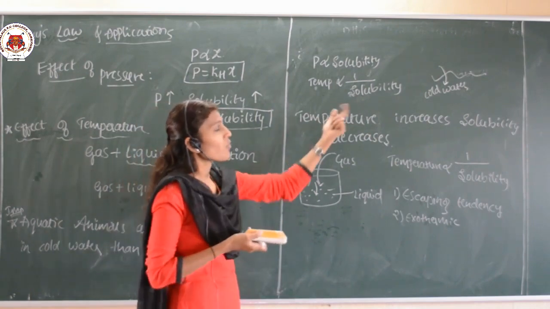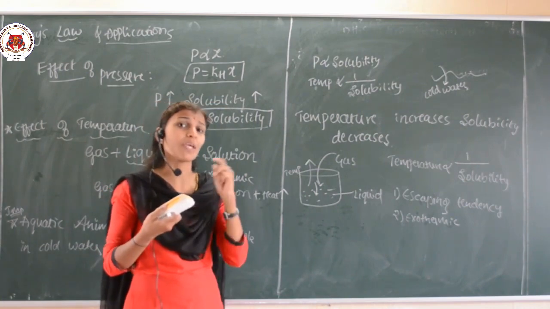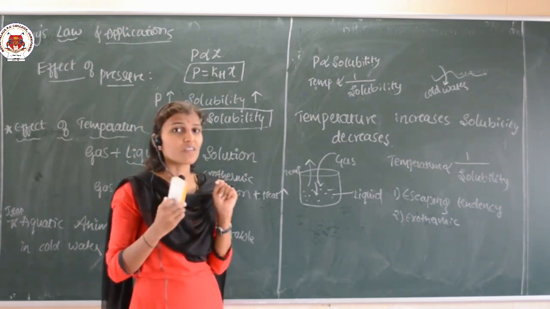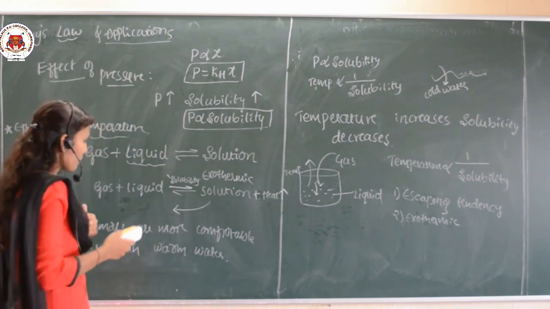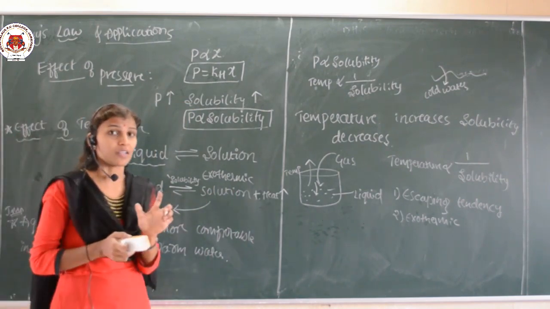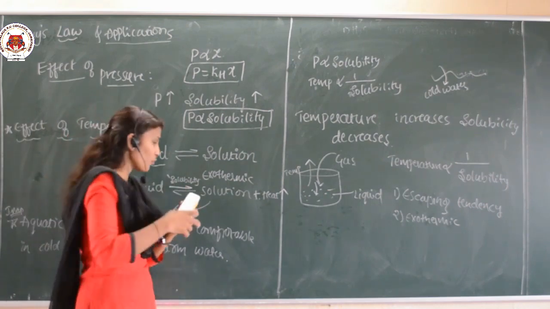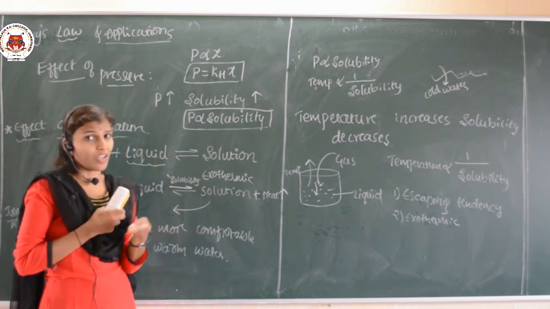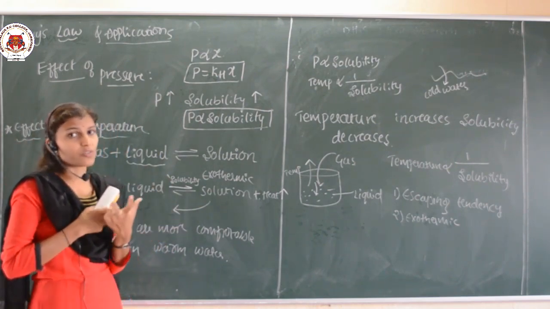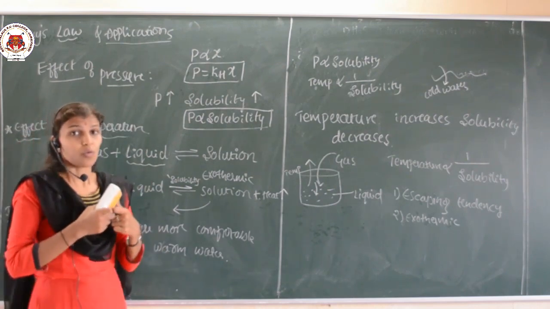If it is warm water, it means the temperature is more, and the solubility of the oxygen will be less. So this is the reason why aquatic animals are more comfortable in cold water rather than warm water. I hope you are getting it. As we go for cold water, the temperature is less and more solubility of the gases occurs, and that is the comfort zone for aquatic life compared with warm water.